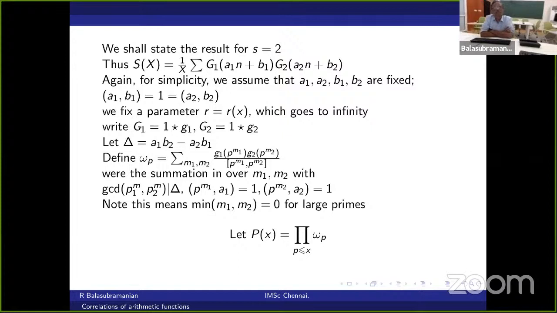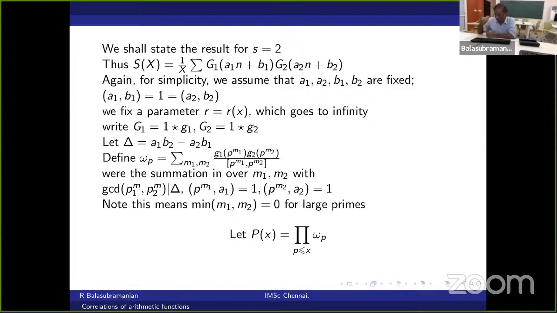Therefore, this omega p, which is a local factor, is a summation over m1 and m2 of g1 of p power m1, g2 of p power m2, divided by the LCM of p power m1, p power m2, where the summation is over m1, m2 with the GCD dividing delta, and p power m1 being co-prime to a1 and p power m2 being co-prime to a2. Note that this means for large primes, the minimum of m1, m2 will be 0. And now, this omega p is of course the local factor. And once you have this omega p as a local factor, you take the product of them, and that gives you P of x equal to the product over p not exceeding x of omega p.